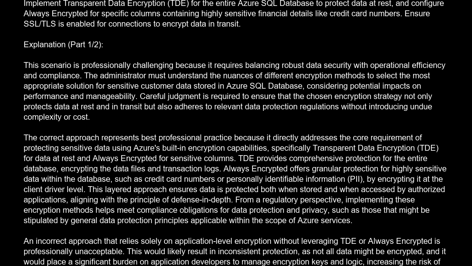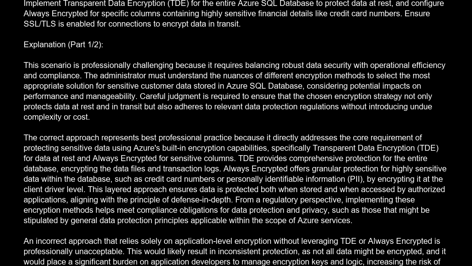The correct approach represents best professional practice because it directly addresses the core requirement of protecting sensitive data using Azure's built-in encryption capabilities, specifically transparent data encryption, TDE, for data at rest, and Always Encrypted for sensitive columns. TDE provides comprehensive protection for the entire database, encrypting the data files and transaction logs. Always Encrypted offers granular protection for highly sensitive data within the database, such as credit card numbers or personally identifiable information, PII, by encrypting it at the client driver level.